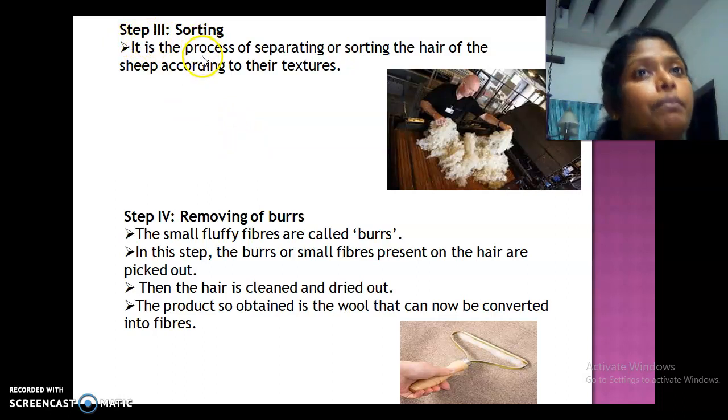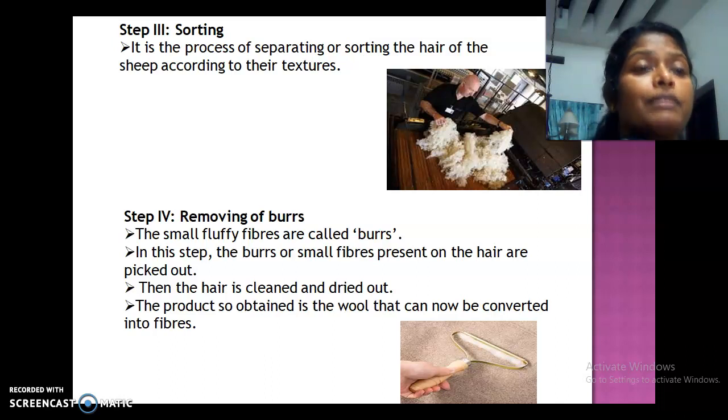Next we have the third step, which is called sorting. Sorting means separating. As the name indicates, sorting means separation, according to the texture. So good quality soft textures and rough textures are separated out.